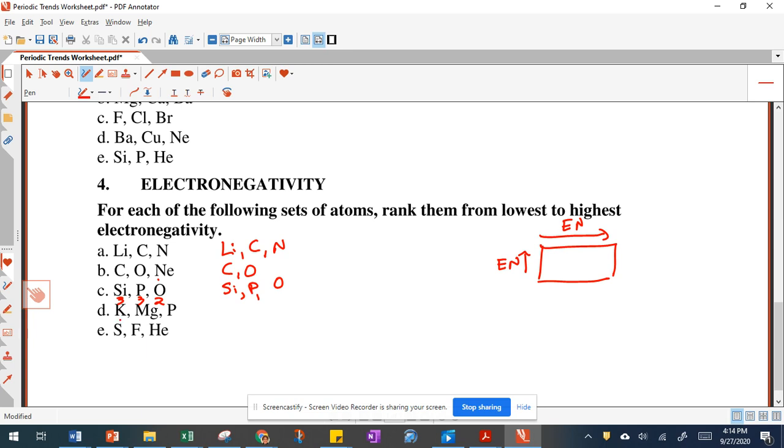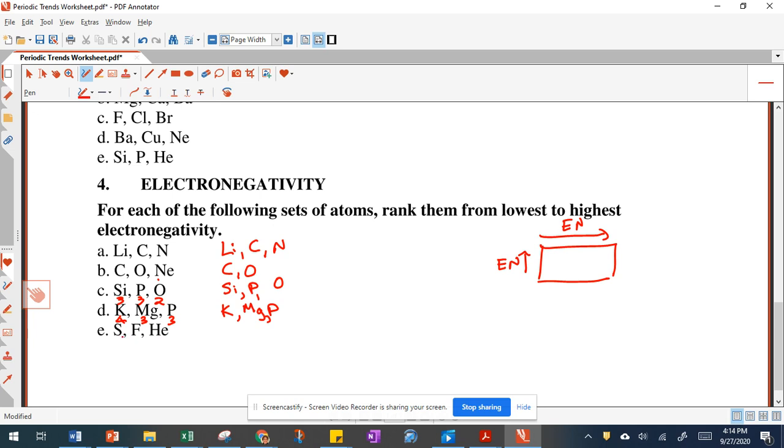We look at the next one, potassium, magnesium, phosphorus. Potassium has 4 energy levels. Magnesium has 3. Phosphorus has 3. Okay, so potassium will have to be the lowest since it has the most energy levels. And then we have to compare magnesium and phosphorus. Magnesium has fewer protons than phosphorus in its nucleus, so phosphorus will have the greatest electronegativity, and magnesium will have the one in the middle.